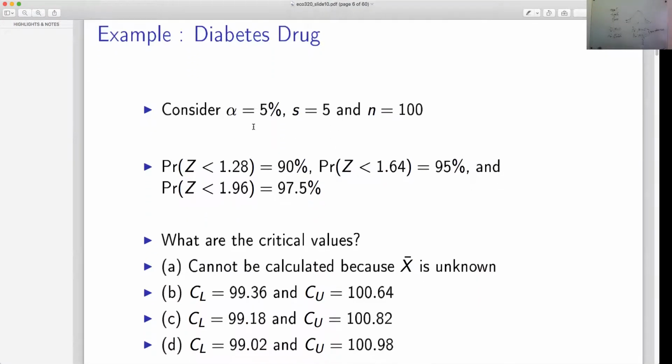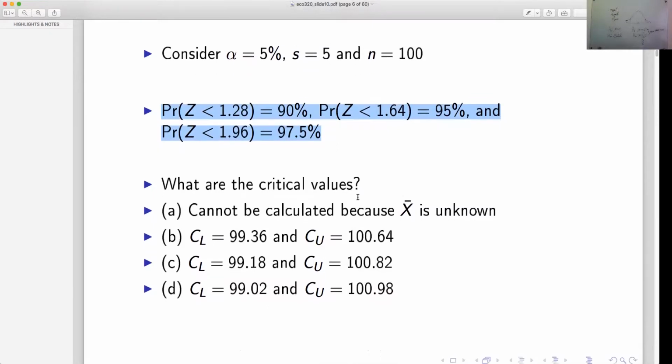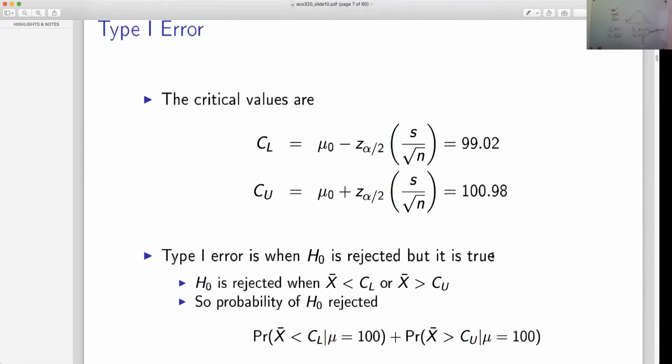So let's consider alpha equal to 5%, standard deviation of 5, and n equal to 100. So we are able to calculate this. Again, these are based on the previous chapter. If you're still confused by this, make sure you go back and listen to my lecture. What are the critical values? I'm going to leave you the answer, but you should be able to do that based on the previous lecture.